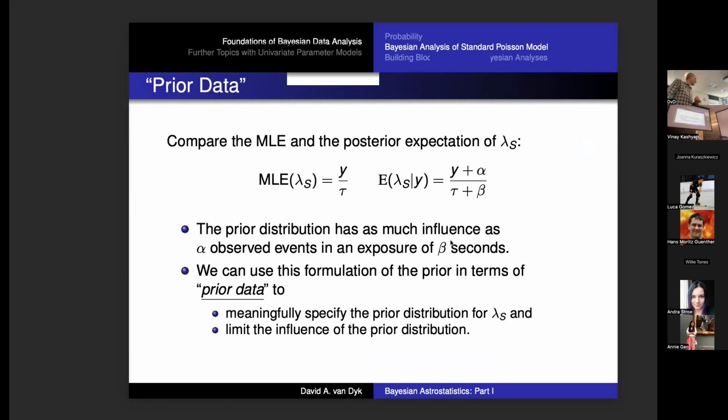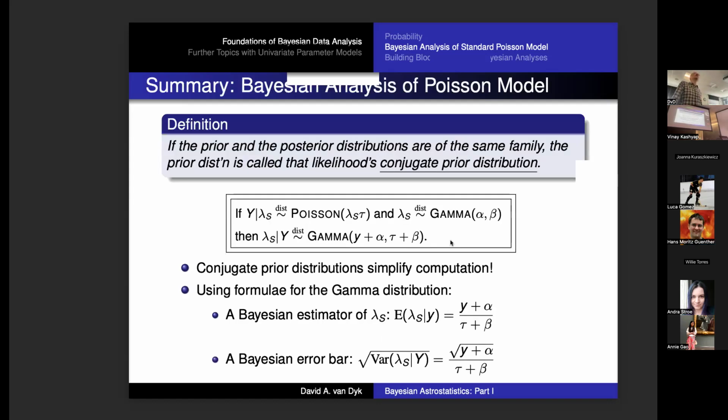Can I ask a quick question? Yep. So choosing alpha and beta to be 0 is effectively saying 0 counts in 0 seconds. So that will give you a uniform prior, right? Is that in some sense something that we can consider the natural prior? You can definitely do it, and we'll come to it. It's called an improper prior, I think.